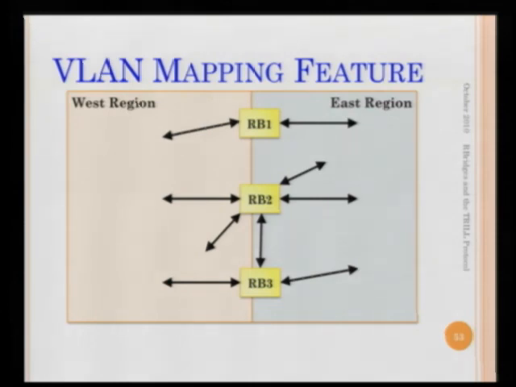Because it could be that in a different region, they would be mapped to some other value or even discarded or something. So in this case, that link between RB2 and 3 is shown as being in the east region. It could be in the west region, but both ends have to be in the same region. They have to be configured to be in a specific region.